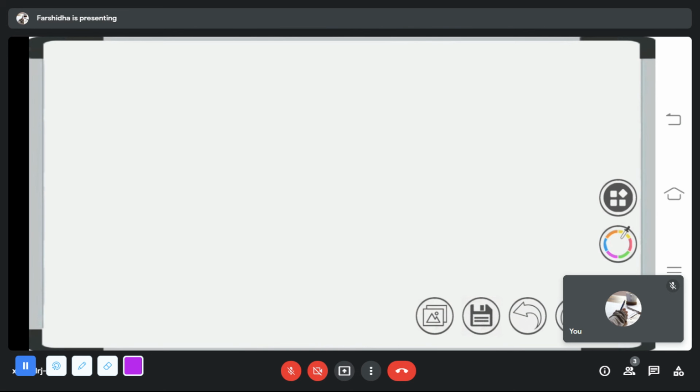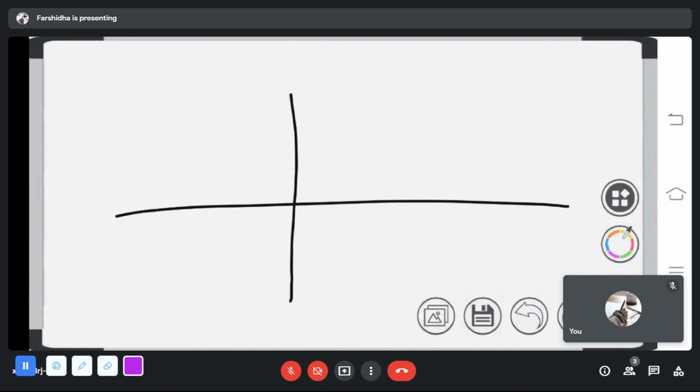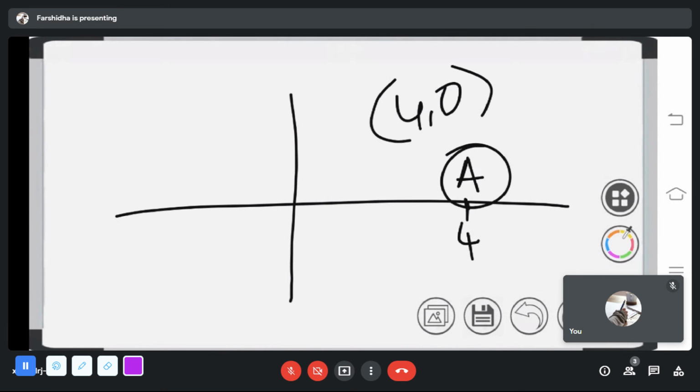Tell me, A. Yes, the coordinate of A is four, ma'am. A is on the x-axis, so it is like this. It's not 40, it's four, and not zero. Four, not zeros. Okay.